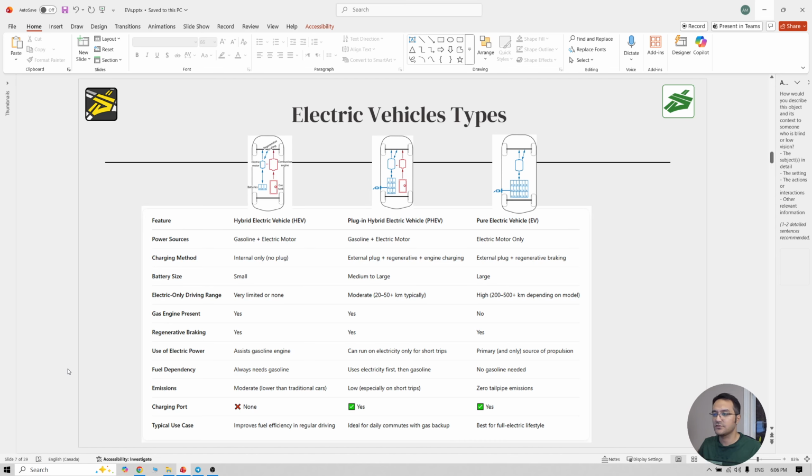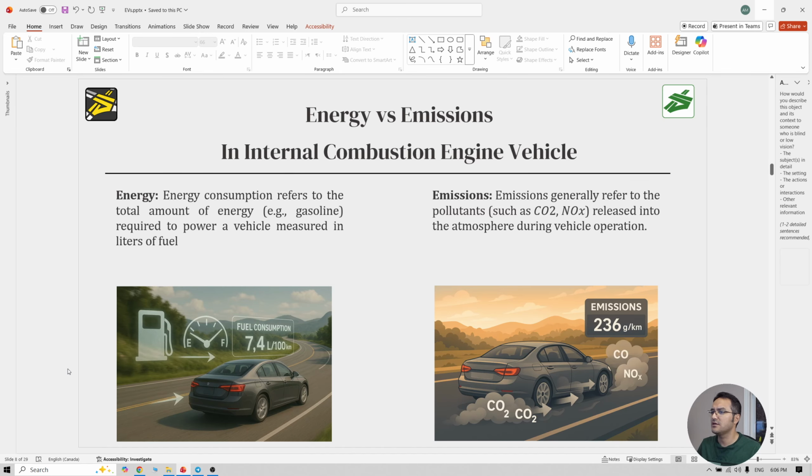There are also some other things. I'm just gonna skip this because these are not the main things while we are talking about the energy. The important part was whether that's regenerative or not. So, in an internal combustion engine vehicle, how are energy and emissions handled?